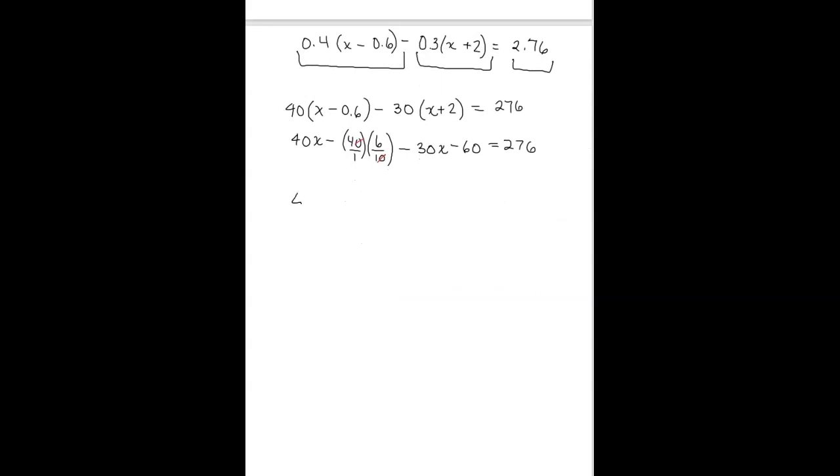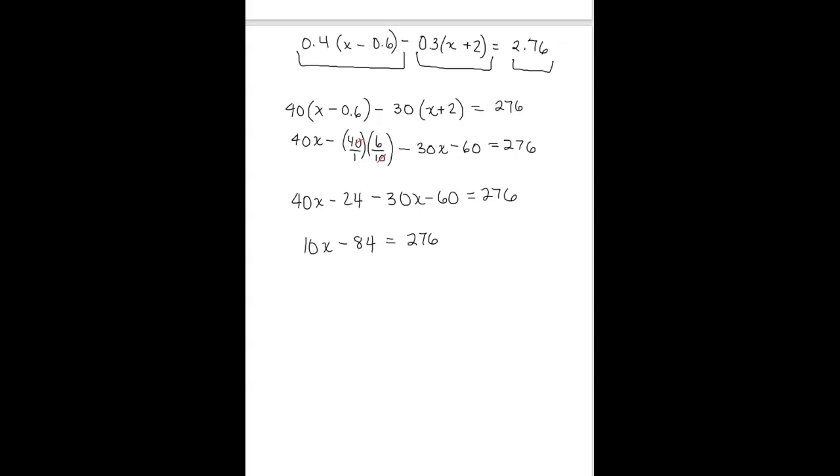So I'm going to have 40x minus 24 minus 30x minus 60 equals 276. I'm going to start collecting my like terms, right? I've got a 40x and a negative 30x. That's going to give me a 10x. And I've got a negative 24 and a negative 60. That's going to get me a negative 84. And that's going to equal 276.